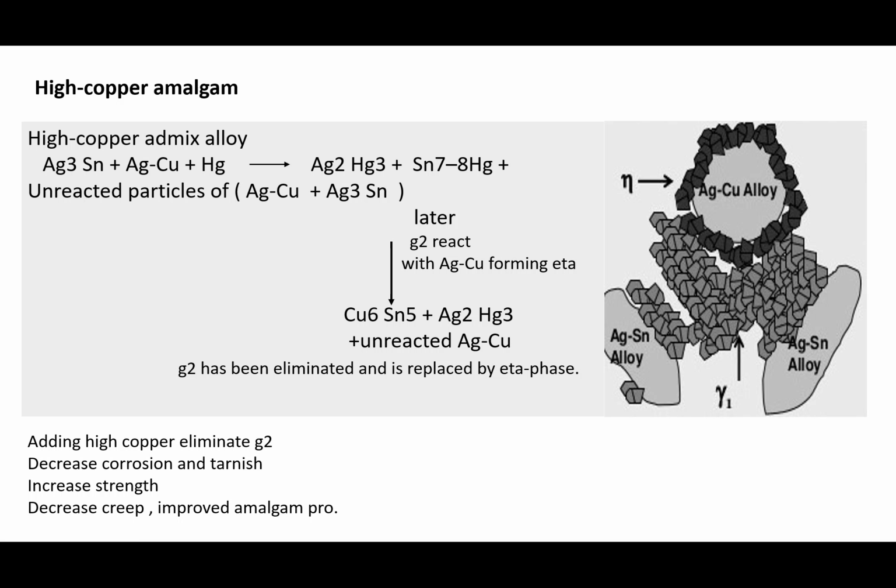Adding high copper eliminates gamma 2 or reduces it to the minimum. It decreases corrosion and tarnish, increases strength, and decreases creep. In general, it improves the amalgam properties. The set amalgam contains a core of unreacted alloy particles of silver tin, known as gamma, and silver copper, the eutectic alloy, surrounded by eta phase, and all embedded in a matrix of gamma 1.